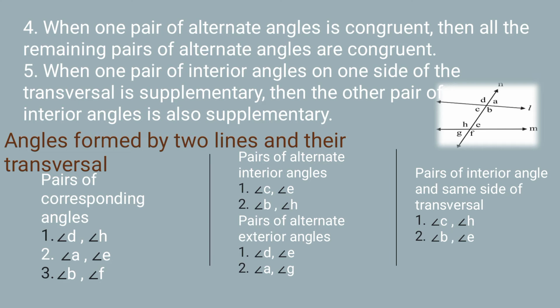The pairs of alternate interior angles: first is angle C, angle E; second is angle B, angle H. The pairs of alternate exterior angles: first is angle D, angle E; second is angle A, angle G. The pairs of interior angles on the same side of the transversal: first angle C, angle H; second angle B and angle E.